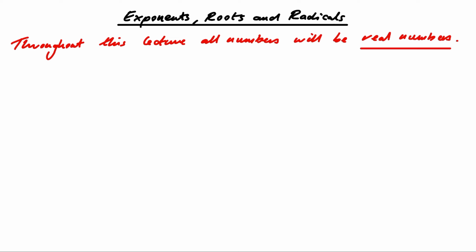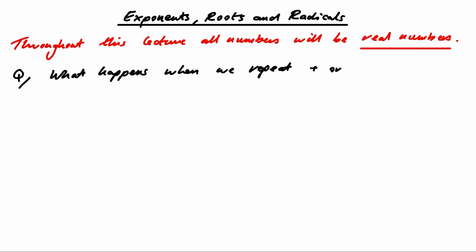So I want to define what exponents mean. I want to go through this pretty carefully. So let's start off with kind of a simple question. What happens when we repeat addition or multiplication? So if I repeatedly add a number to itself, what happens? So let's do a few examples.